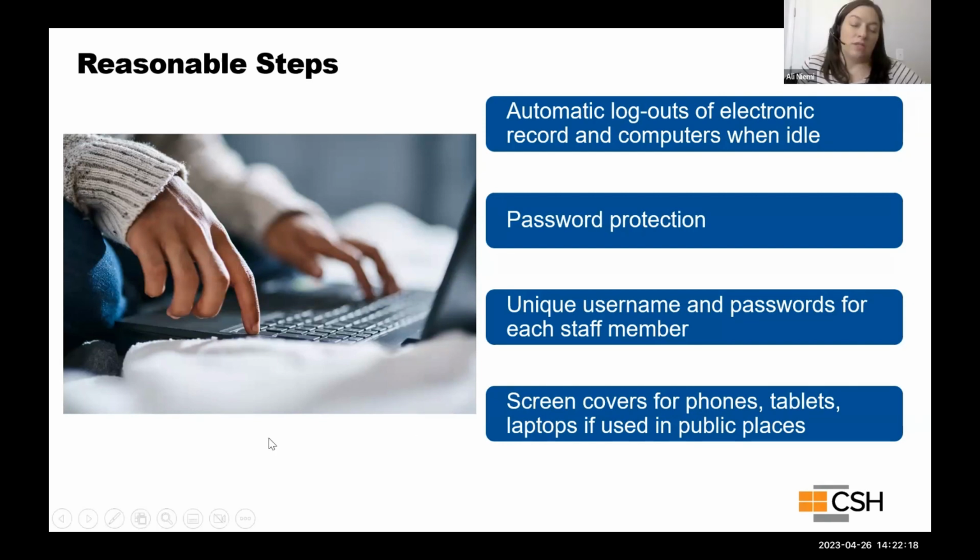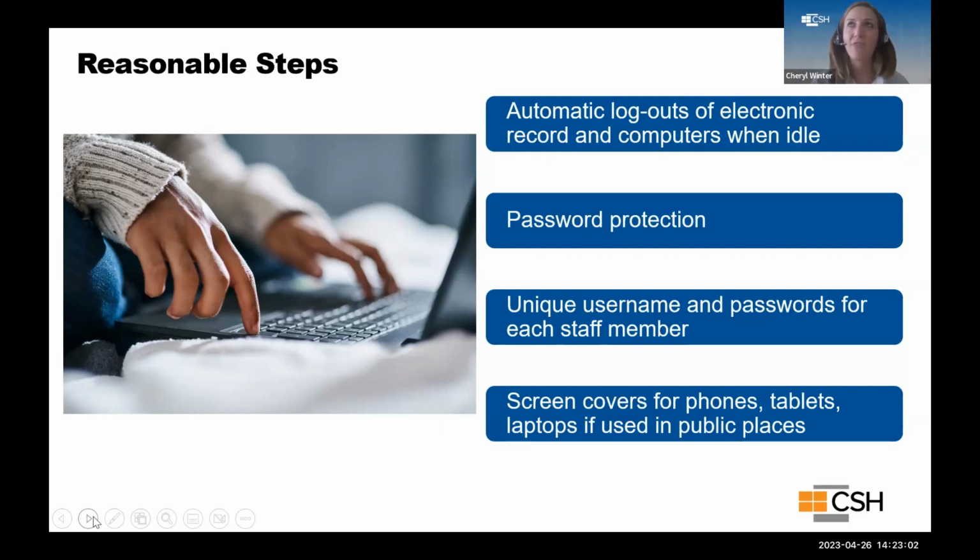Unique usernames and passwords, and then screen covers for phones, tablets, and laptops. And I'll add here that I've had conversations with some of the largest HMIS vendors in California, and some of them have shared that their software is HIPAA compliant, but what they can't control is how agencies are using it. So there are automatic lockouts of a computer, so that if it's not being used for a number of seconds or minutes, it returns to the password login page, and passwords are changed regularly, with a requirement around that.